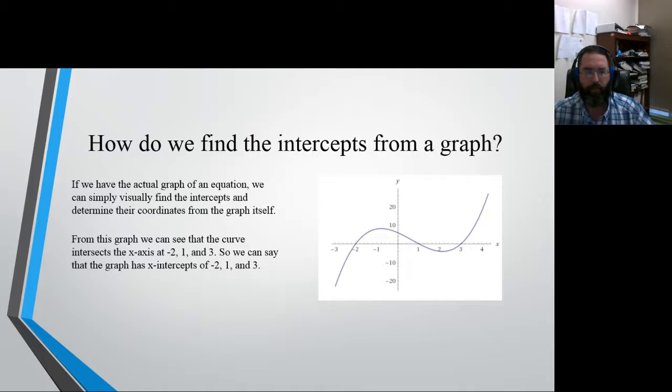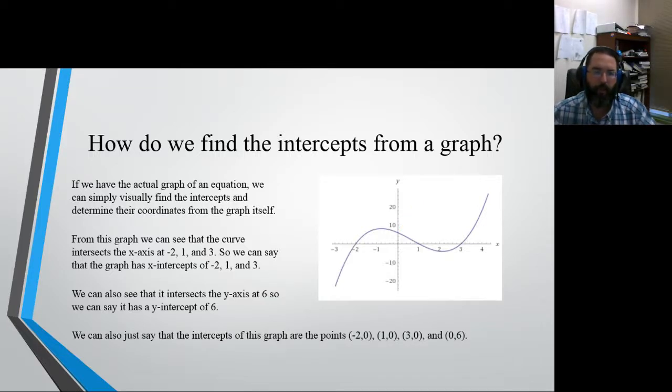From this graph, we can see that the curve intersects the x-axis at -2, 1, and 3. So we can say that the graph has x-intercepts of -2, 1, and 3. We can also see that it intersects the y-axis at 6. So we can say it has a y-intercept of 6. We can also just say that the intercepts of this graph are the points (-2, 0), (1, 0), (3, 0), and (0, 6).